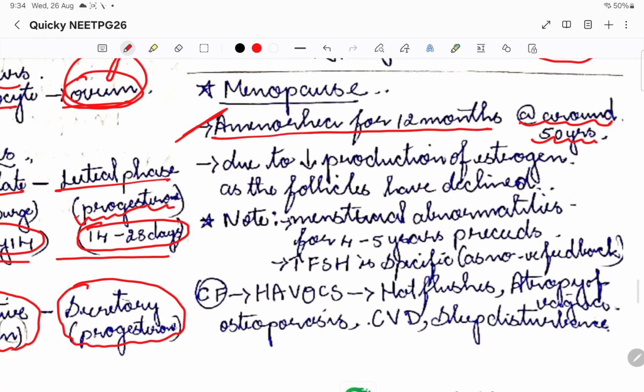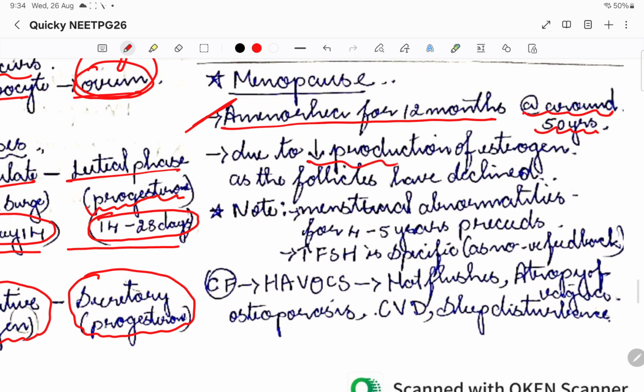Okay, so this is due to reduction in production of estrogen, after all the follicles are utilized and there is no follicle in the ovary. So the ovary was producing the estrogen, right? I told you, from FSH, LH, estrogen was being converted from testosterone. So there is no follicle, meaning there is no estrogen. Follicles have declined in the ovary, so there is no production of estrogen, which will stop the menstruation also.